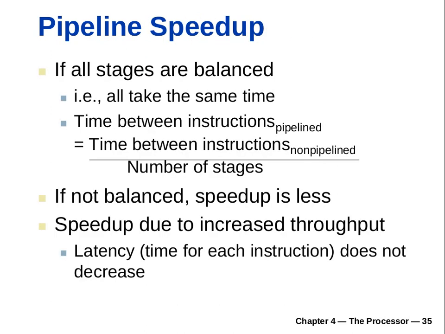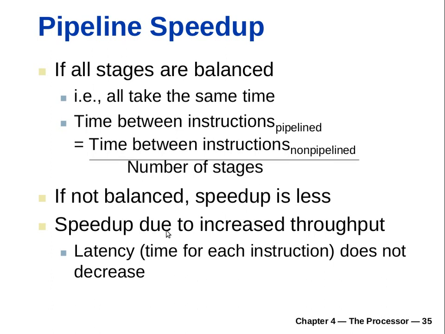So pipeline speed up. Ano ba, when you quantify, how much speed up can you obtain if you do some pipelining? Okay? If all stages are balanced, okay? When you say balanced, all the stages are, basically they take the same time, okay? Then you can have a formula like the time between instructions pipeline is the time between instructions non-pipeline divided by the number of stages. Okay, so this is the formula. Basically, divide the time between instructions in the non-pipeline with the number of stages. Okay, so that's somehow the speed up.